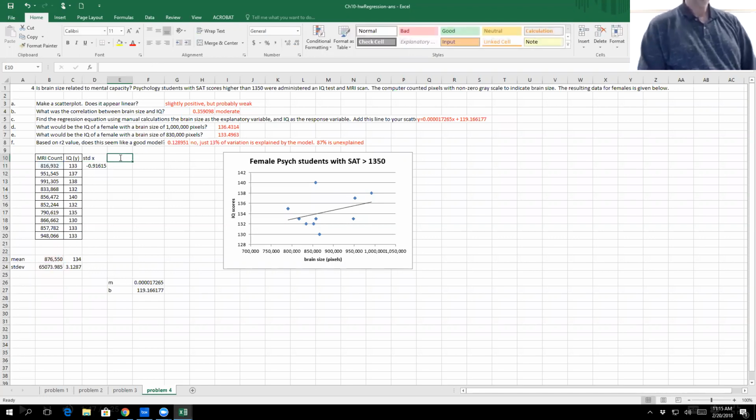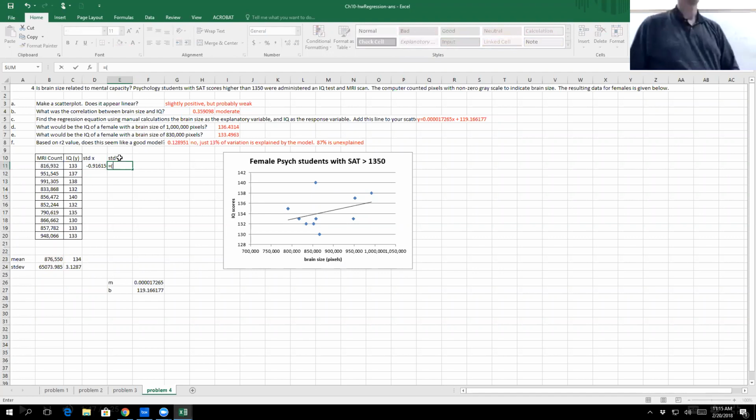Now I need to do the same thing, the standard deviation for the y. The y is going to be my IQ scores in this case. So can you punch or tell me how to do this one? Use your parentheses. Equals 133 minus 134. F4 for that, close parenthesis, divided by 3.12. F4 for that one also, right? Okay.